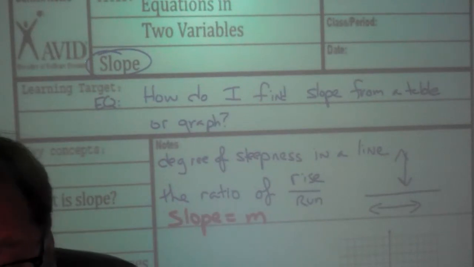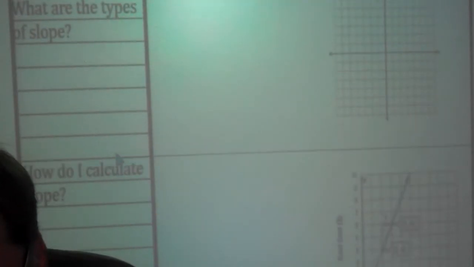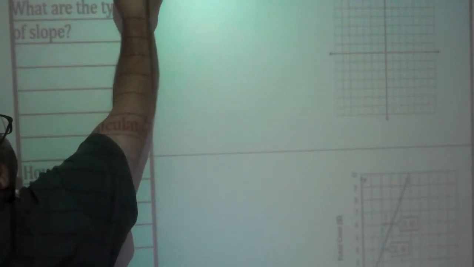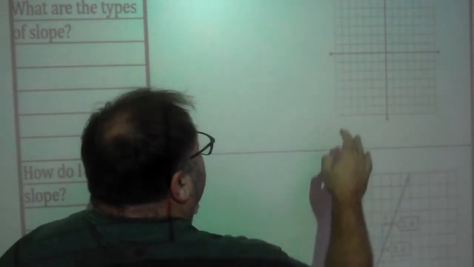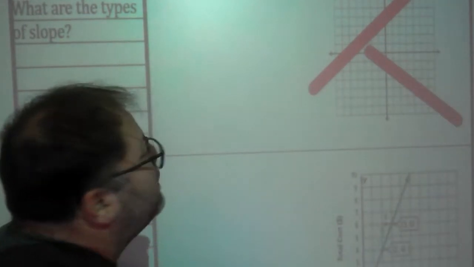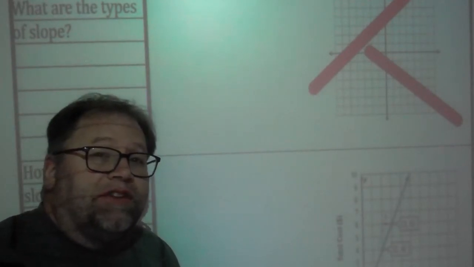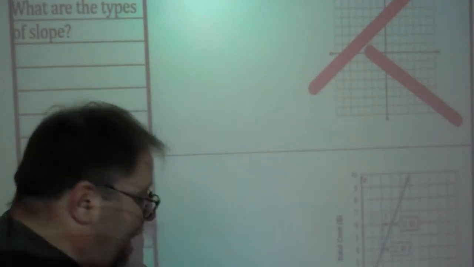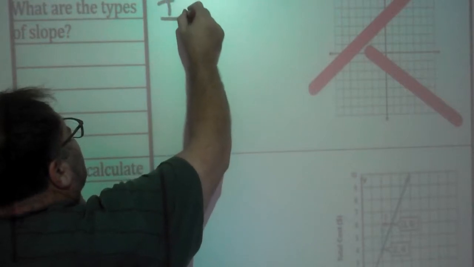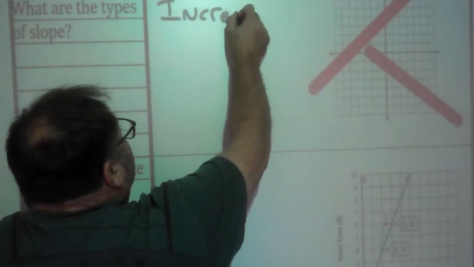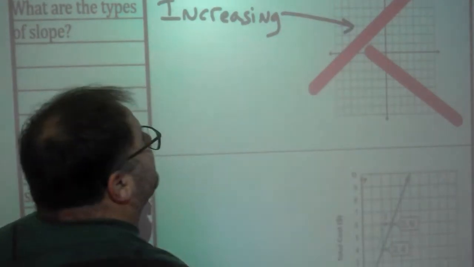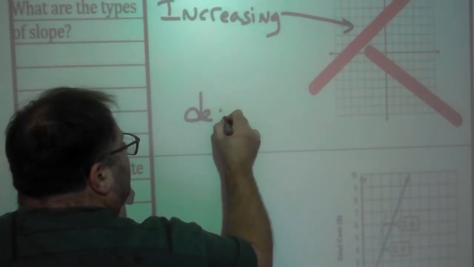All right, let's talk about what the types of slope are. With a straight edge, hopefully, you're going to put 2 lines on your graph. I'm going to use this one here. Let me put one like that and one like this. There are 2 kinds of slope that we're going to talk about today. There's actually 4: there are 2 main ones, and there are 2 special ones. Of the 4, I'm going to write here, slope can be increasing, and on your paper, draw an arrow to the one that is increasing. Or it can be decreasing.